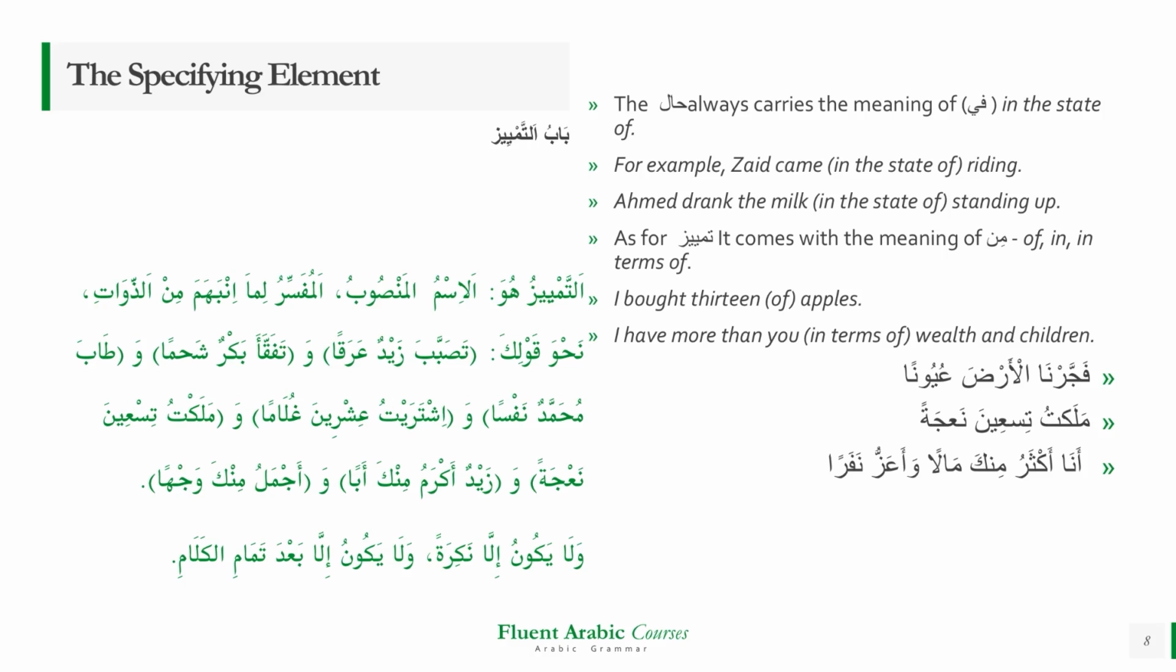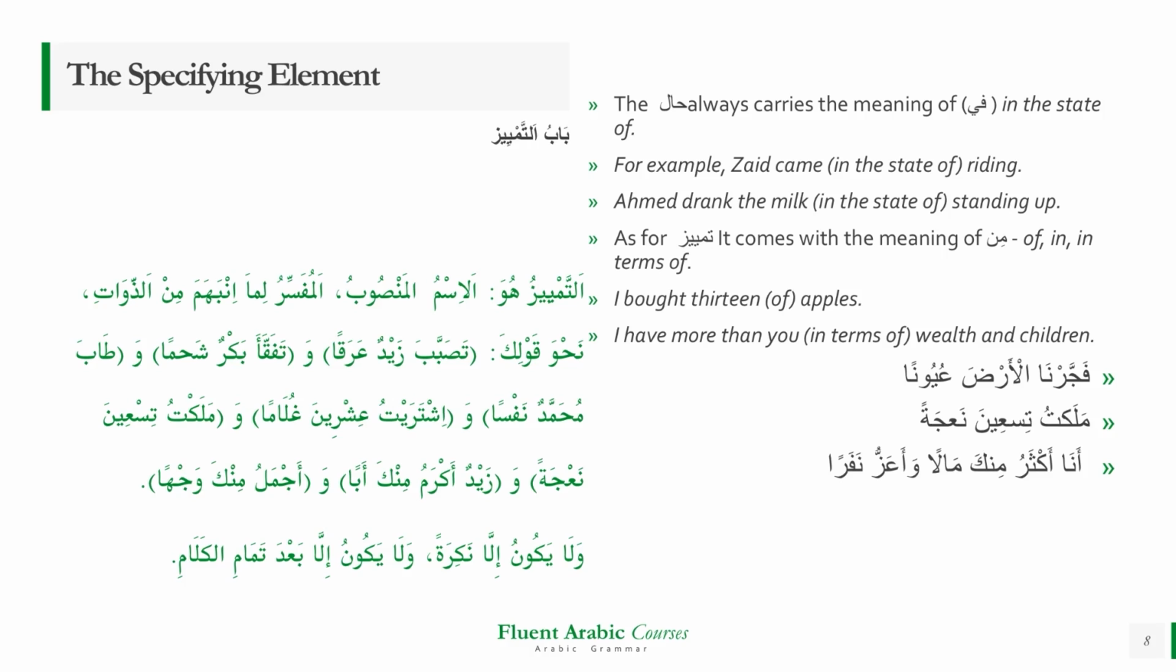وَمَلَكْتُ تِسْعِينَ نَعْجَةً, I own 90. 90 of what? So if you want to clarify the type of the thing you're talking about, you use the tamyiz. Na'ja. Zaydun akramu minka aban. If you say just Zaydun akramu minka, it just means Zayd is more generous than you. But if you say Zaydun akramu minka aban, he is more generous than you in terms of his father or his lineage. Ajmalu minka wajhan, he is more beautiful or more handsome than you, wajhan, in his face.